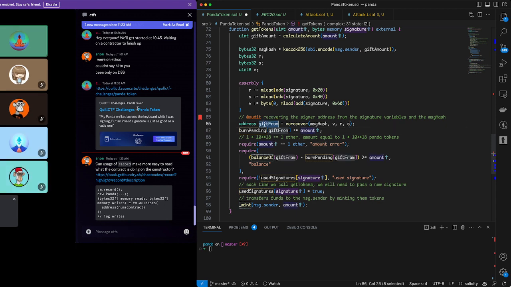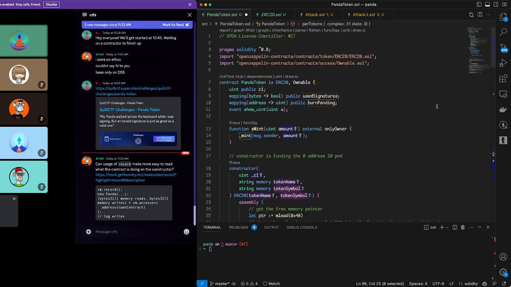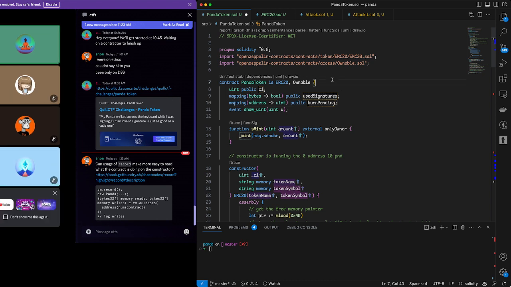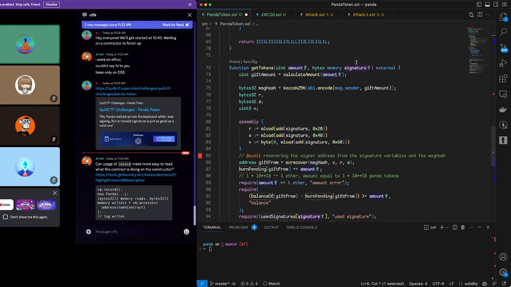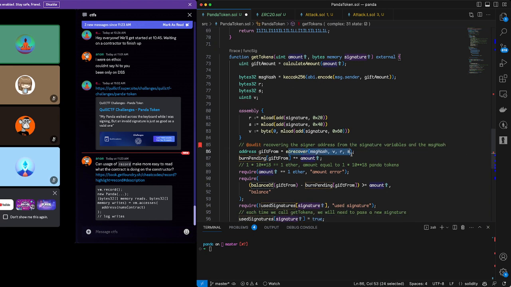So then really the question is, gift from, we need to be able to pass a value into ecrecover that will spit out the 0 address as the signer of this message hash. So also, always good to look at imports, see if there's anything that's being casted, right? So we see Open Zeppelin, these are standards. So we know that what's being used here is just the standard ecrecover function that's in Solidity.